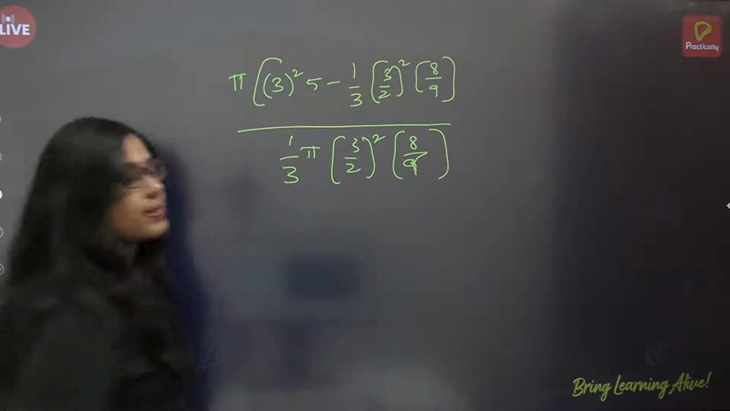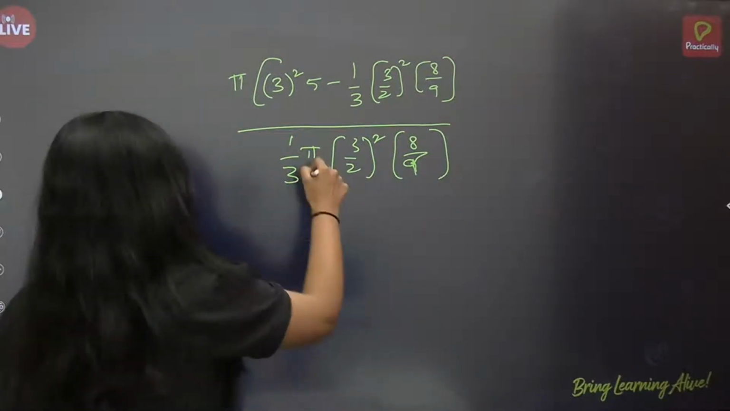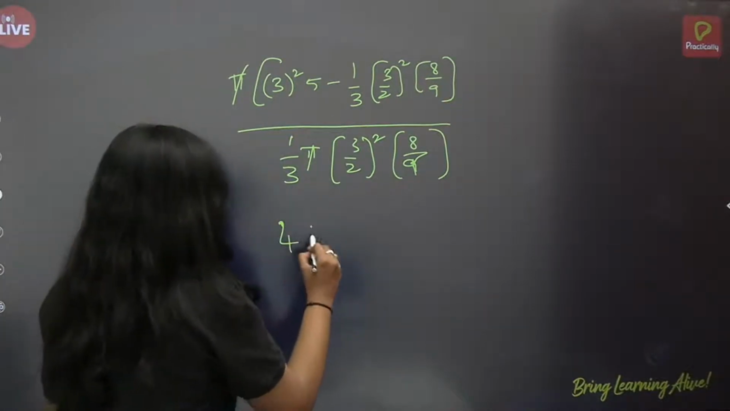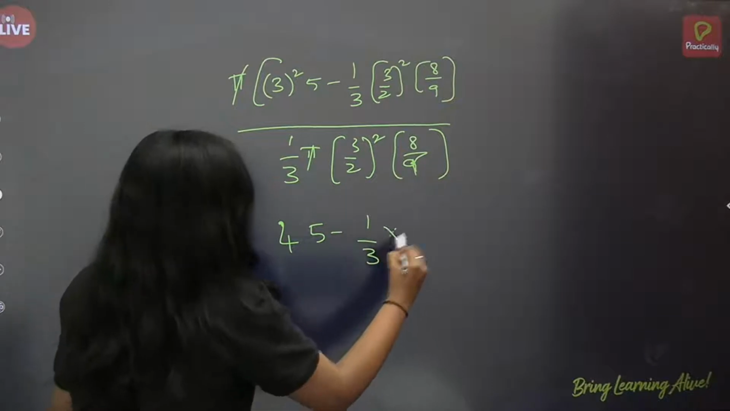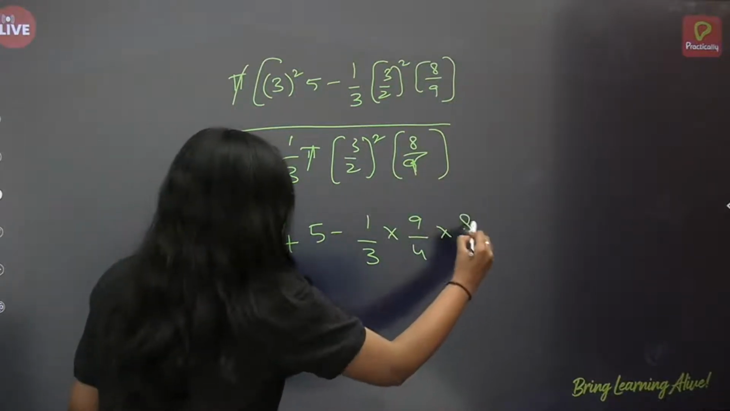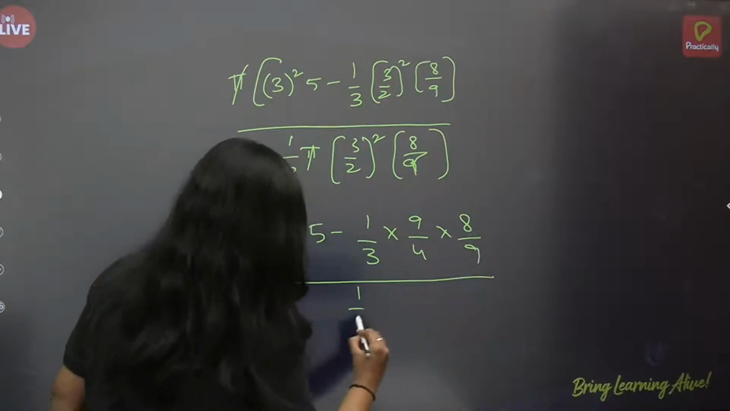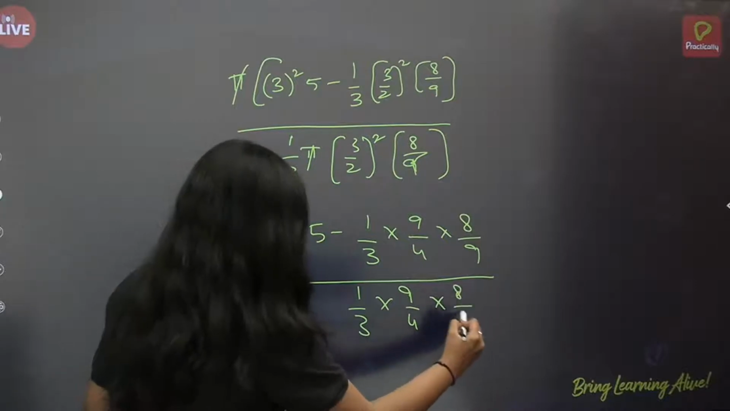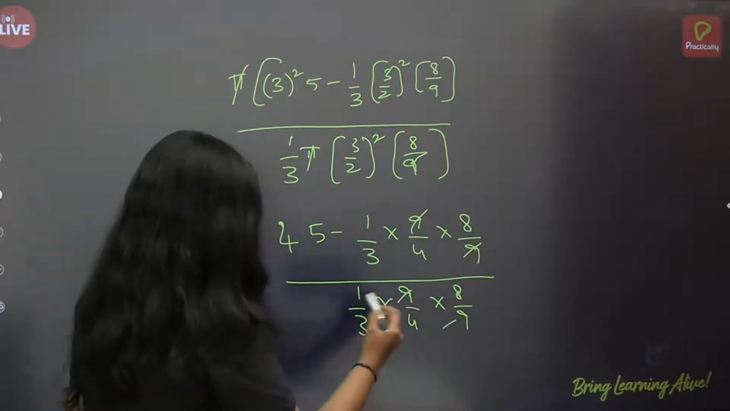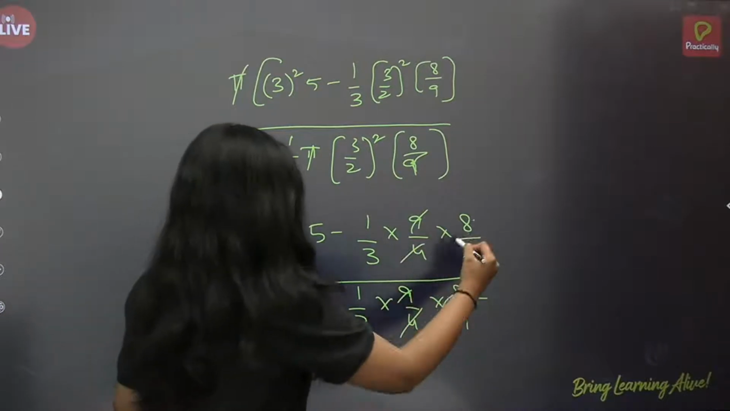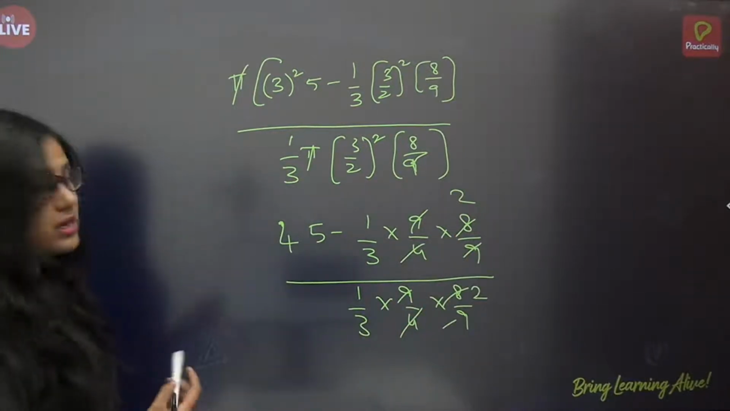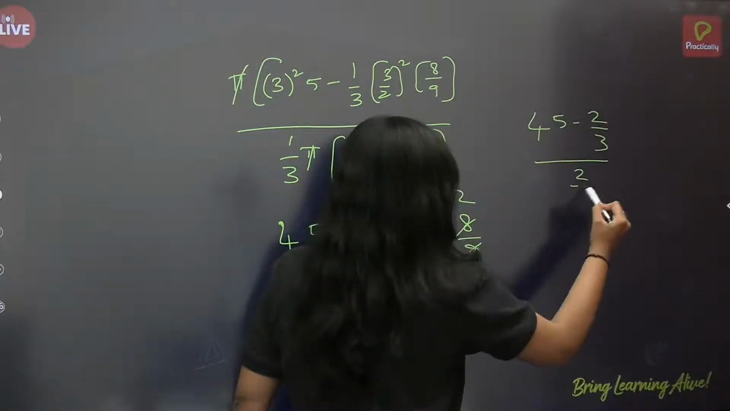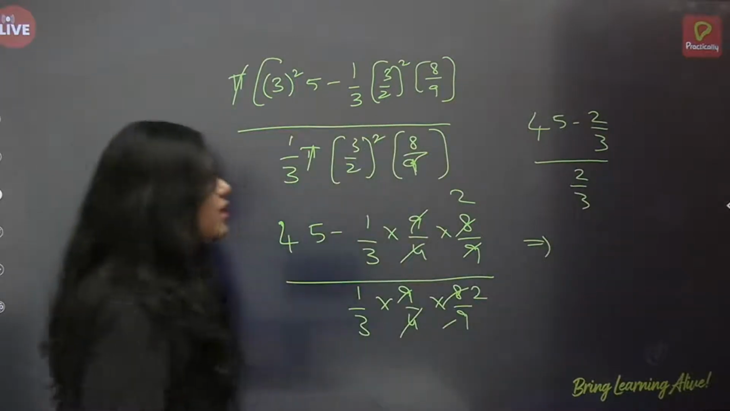Sorry, yeah. So, we can solve this, right? Pi gets cancelled. Then, this is nothing but 9 5s are 45. 45 minus 1 by 3 into 9 by 4 into 8 by 9. 9, 9 cancel. 4 times 2. So, this is 45 minus 2 by 3 by 2 by 3. So, this implies what is 45 times 3?